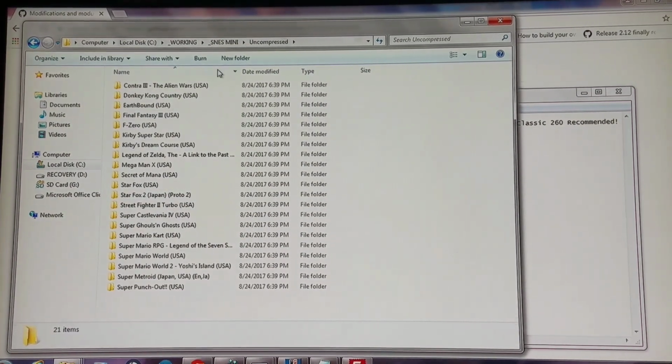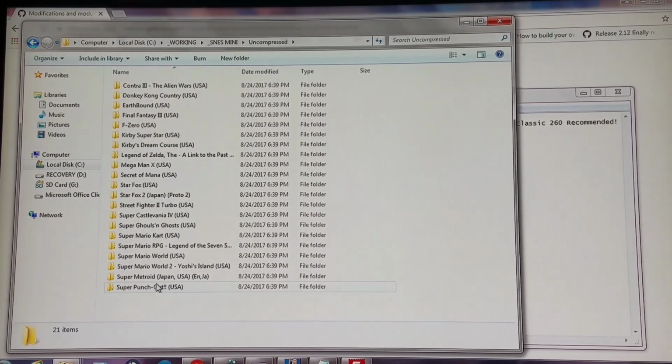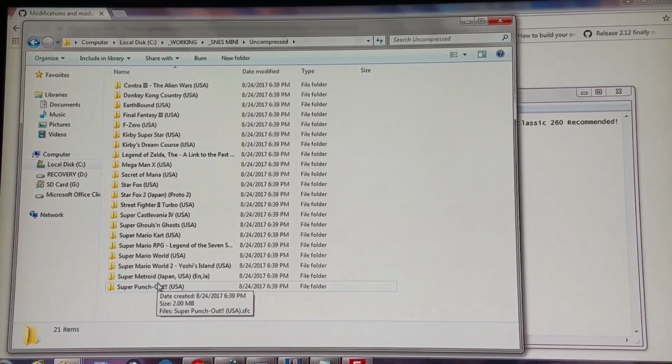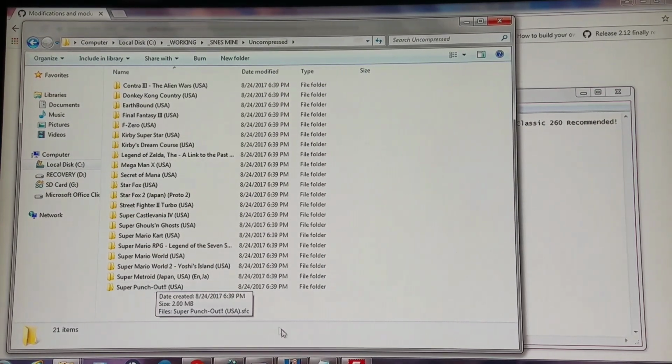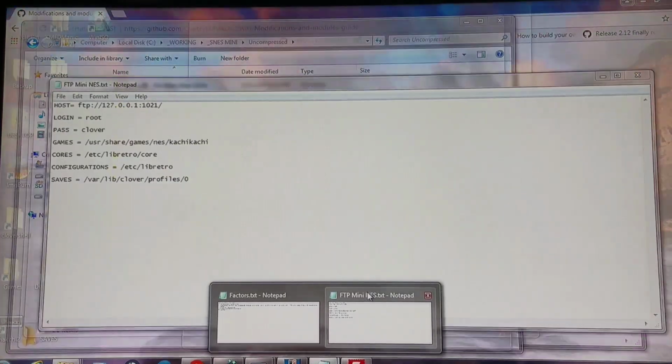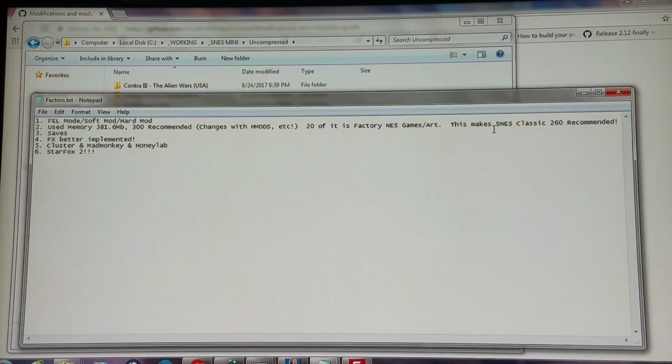But we're taking these 40 megabytes of uncompressed games, which is probably going to be equivalent to what's going to be taking up the memory on the SNES Mini. So that automatically takes your 300 megabyte recommended limit down another 40 megabytes. So instead of having the 300 megabytes that would be recommended, we would have 260.